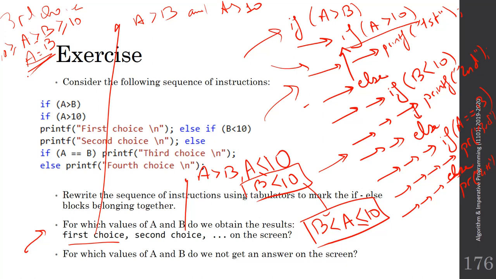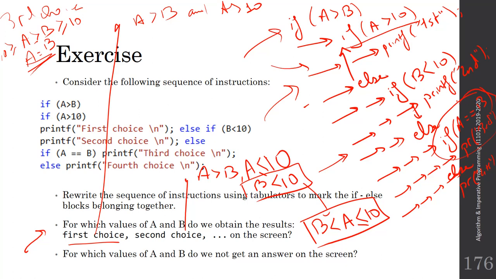So the person who wrote this program is not a good programmer, because he was writing if and else, and there are a lot of contradictions, and there are no values for A and B for which we can reach this instruction. This block will never be executed, never, ever.